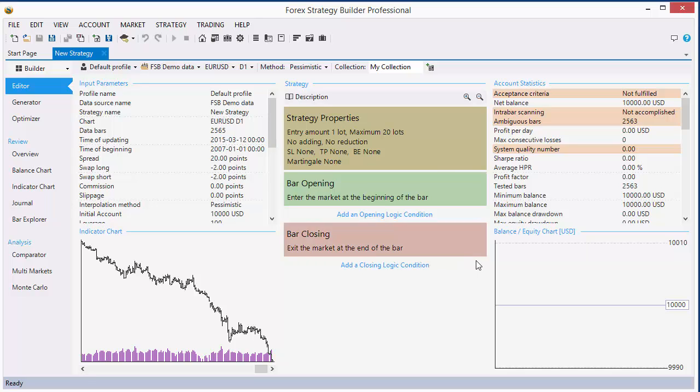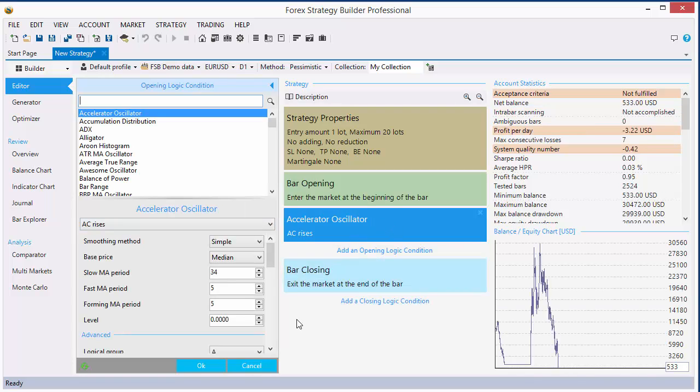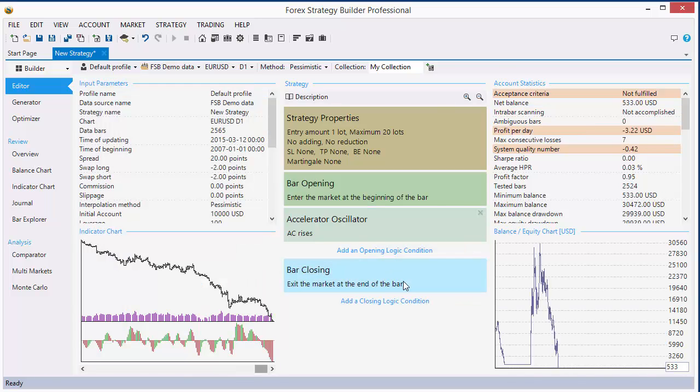In this video, I'll explain how the closing point of the position slot works. The closing point of the position slot is this one here. It is mandatory. We cannot remove it. There is no close button. It is below the opening logic conditions and above the closing logic conditions. It is only one slot, and here we set a price where we are closing the positions.